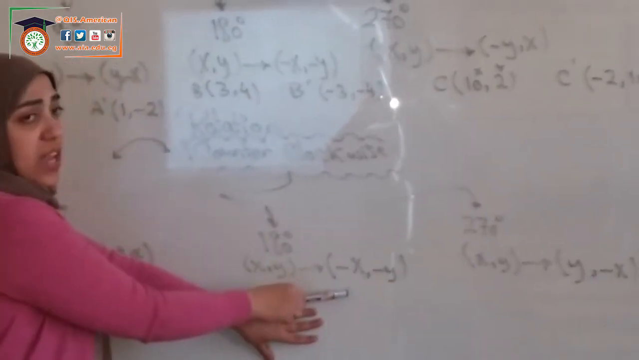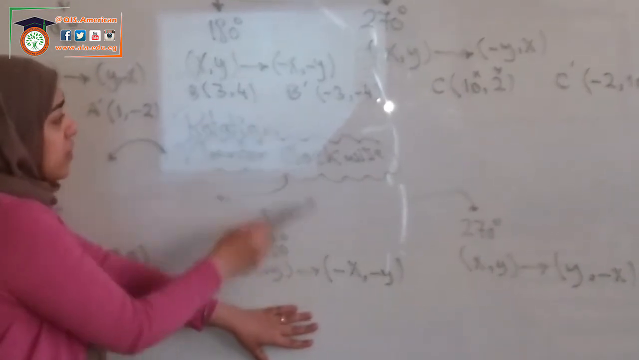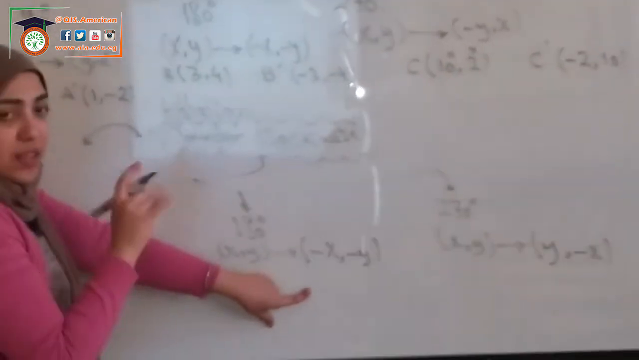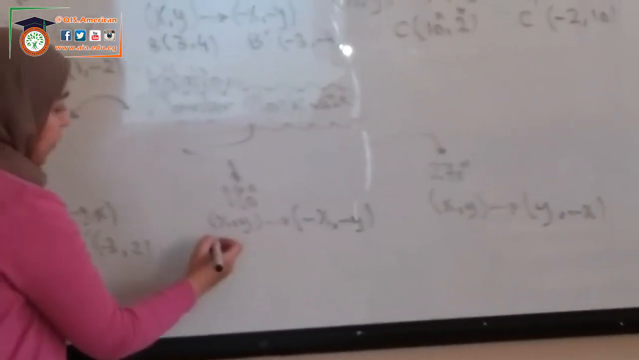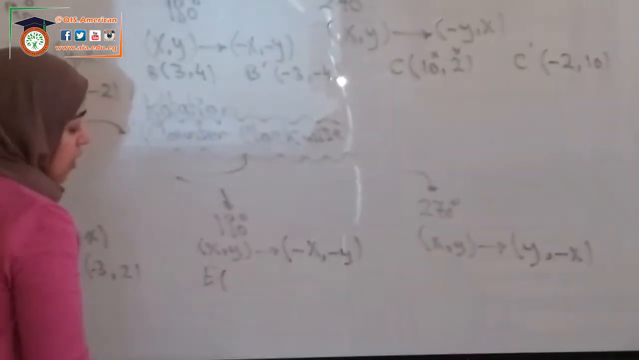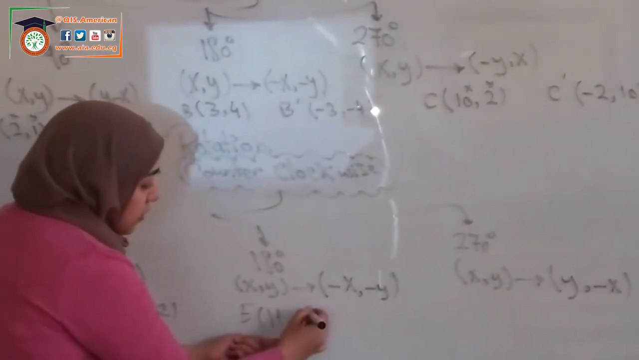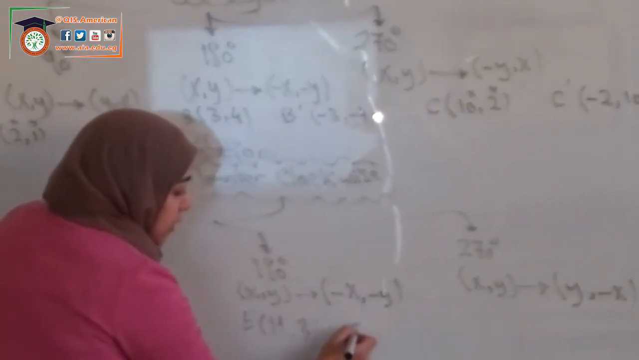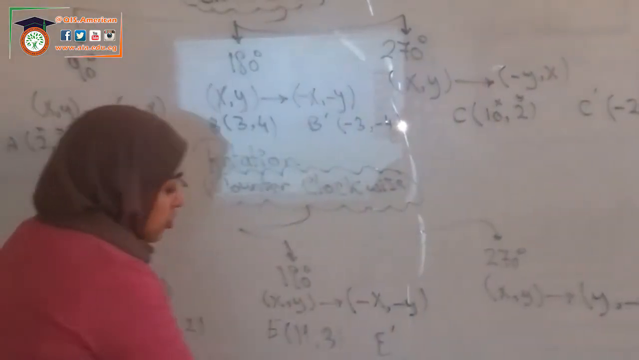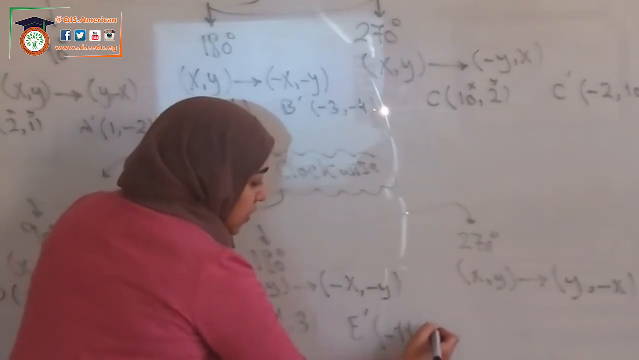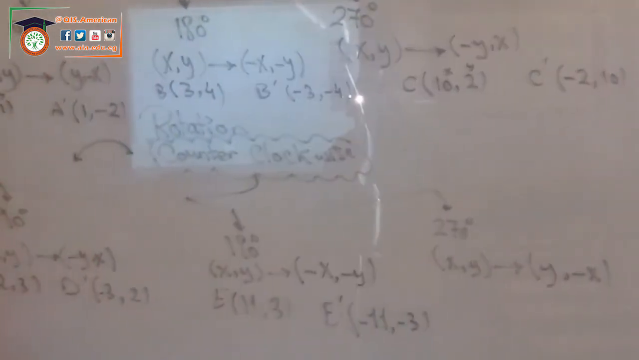So 180 degrees clockwise and counterclockwise both have the same rule, which is just change the sign and keep the places. So if I have a point E, it's 11 and 3, the image, which is E dash, is going to be negative 11 and negative 3. Change the sign.